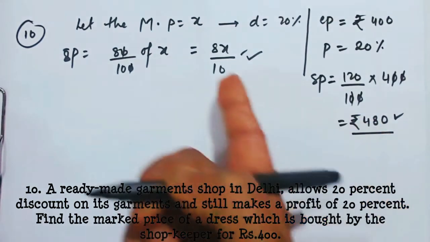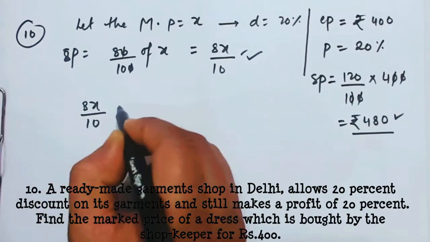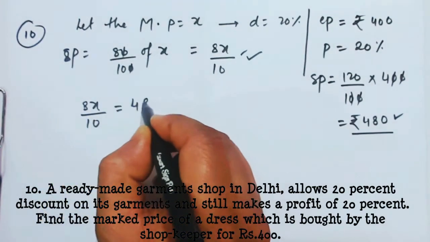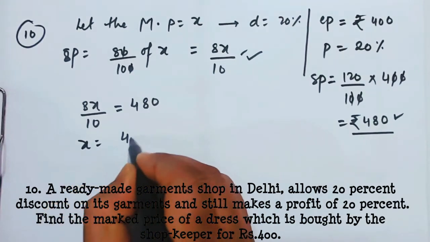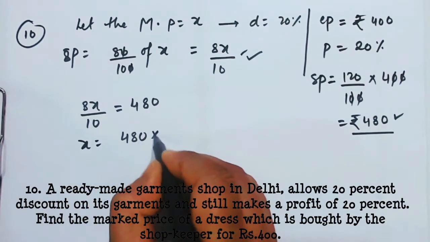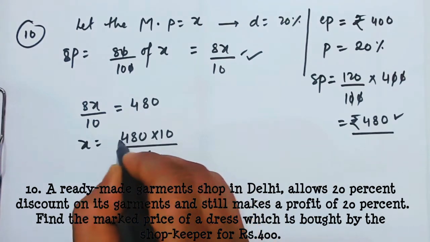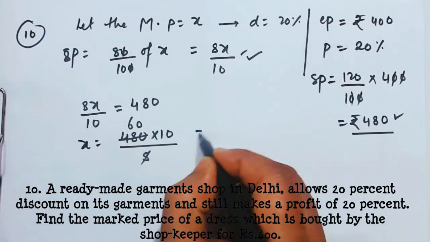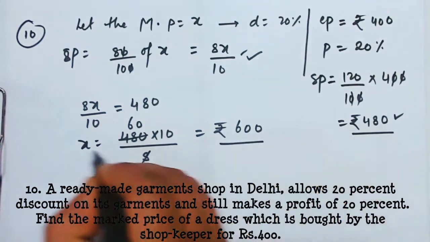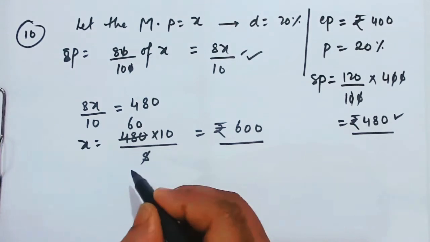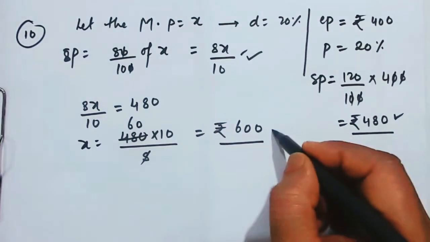This selling price and this selling price are the same. So 8x by 10 is equal to 480. What will be the value of x? x by 8 times 6 is equal to rupees 600. What is this x? x is the mark price. What are they asking? Find the mark price. So I have found out the mark price.